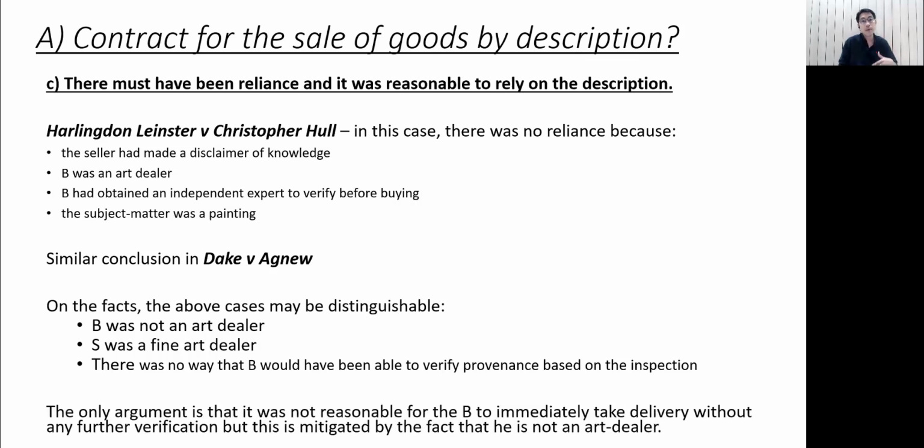Now, the only argument that maybe could be raised, and as part of a good answer to any exam question in law, is that you like to play like a ping pong table tennis game, back and forth. So now we have presented some arguments to argue how there is reliance. What could be a counter argument? Let's respond with a counter argument. So the only other argument perhaps is this, that maybe it was not reasonable for a buyer to immediately take the painting without any further verification. Surely, before you pay 60,000, you may want to send the painting for checking, perhaps.